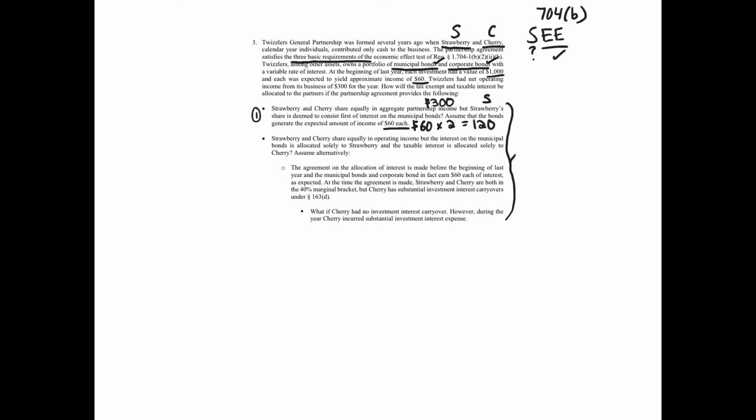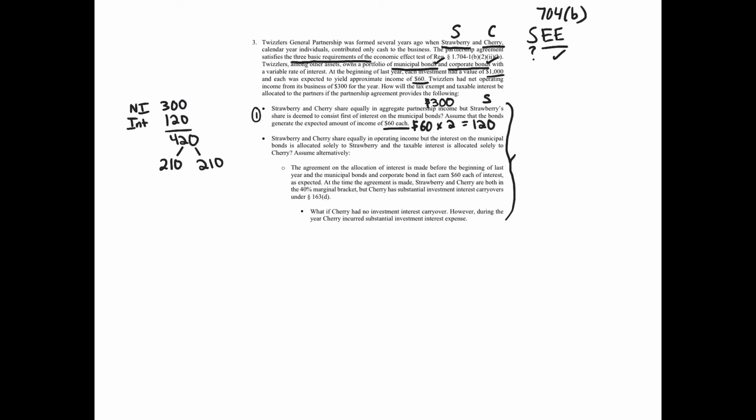So let's add those two together. We've got net income of $300. We've got the interest total of $120. There's $420 total to be split equally. So that's going to be $210 between Strawberry and Cherry, S and C.